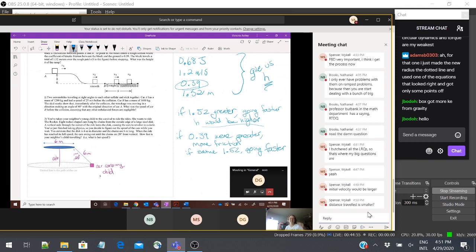So does this make sense how we're connecting the information they give us to the information that we want, right? So we definitely need to use this. We definitely need to use this. What about 1.2 meters per second? If 1.2 meters per second were greater and everything else was the same, what would that mean?